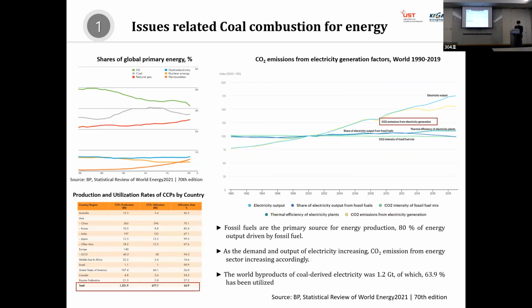And one more problem with coal, like electricity derived from coal combustion, is carbon dioxide emission. So our research is to develop a solution for both problems: coal ash production from coal combustion, and carbon dioxide emission.